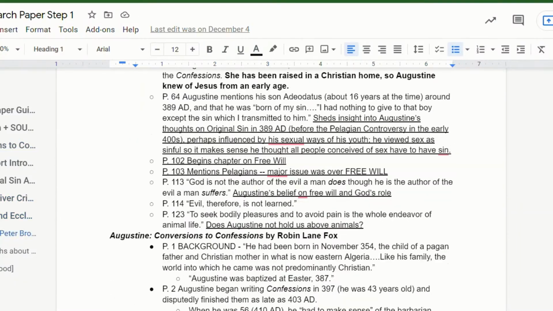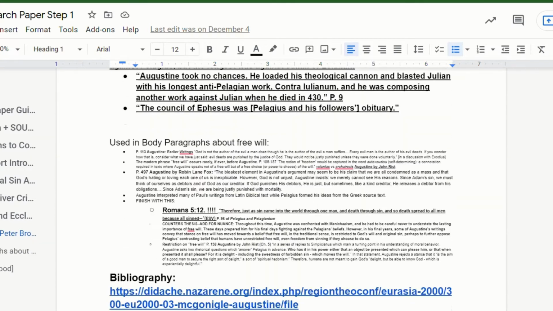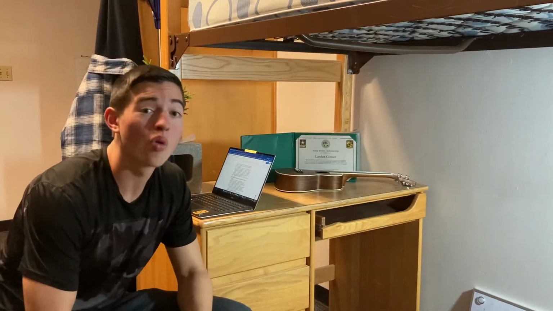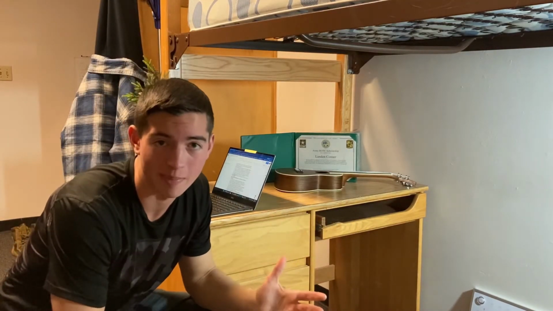I continued my research until I saw a commonality between what my different sources said about Augustine's beliefs before the Pelagian controversy and towards the end of his life. This step may just be the longest of the entire essay writing process, but it's also where your thesis should come solidly into view, which makes your entire essay so much easier to write moving forwards. Only after I had a possible thesis did I begin to write my essay.